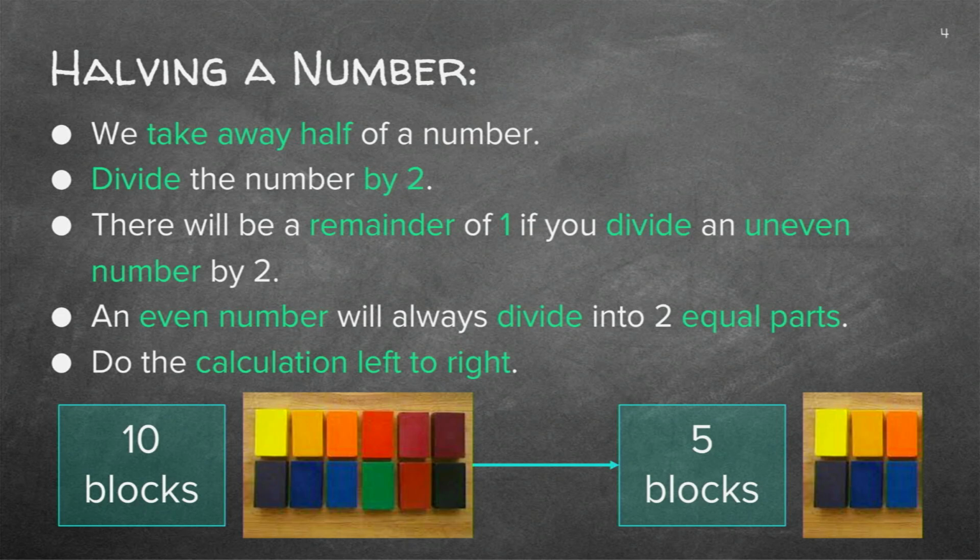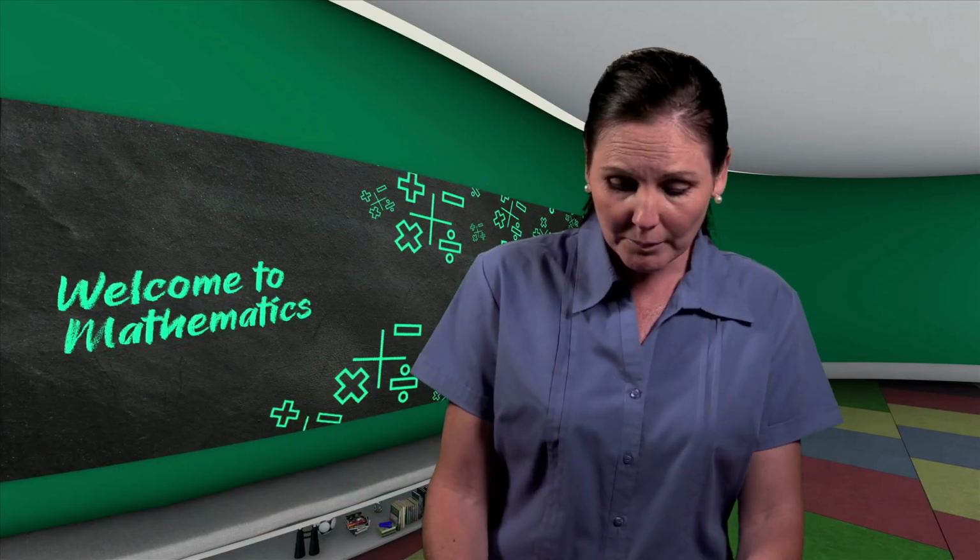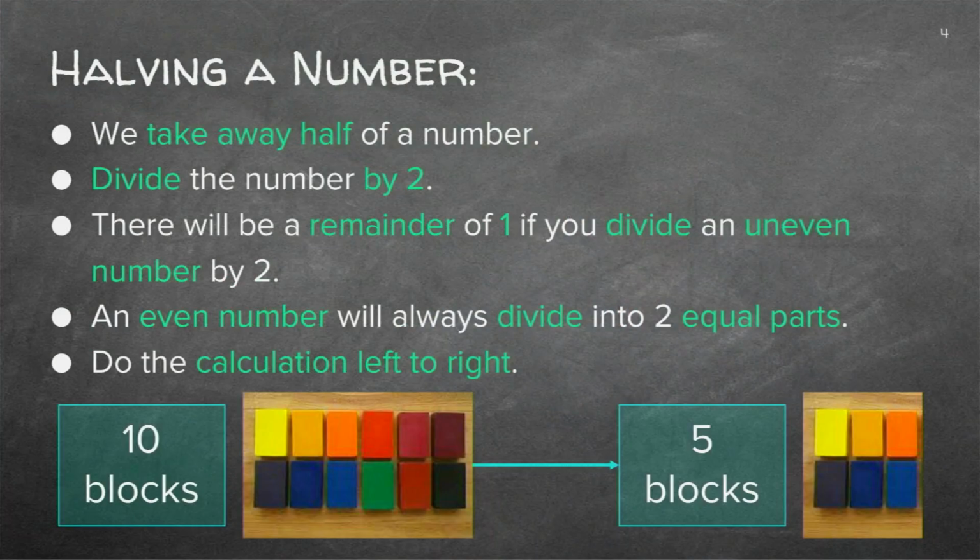That means if I tell you I've got 5 apples and you have to divide it. Divide means put it in 2 groups. So I can't take 5 and put it in 2 equal groups. So there will be 3 on one side, 2 on the other side. Otherwise I have to halve one of the apples. So it won't be wholes that I'm dividing. There will be a remainder of 1 if you divide an uneven number by 2. Remember when I talked about whole numbers, we're not working with fractions.